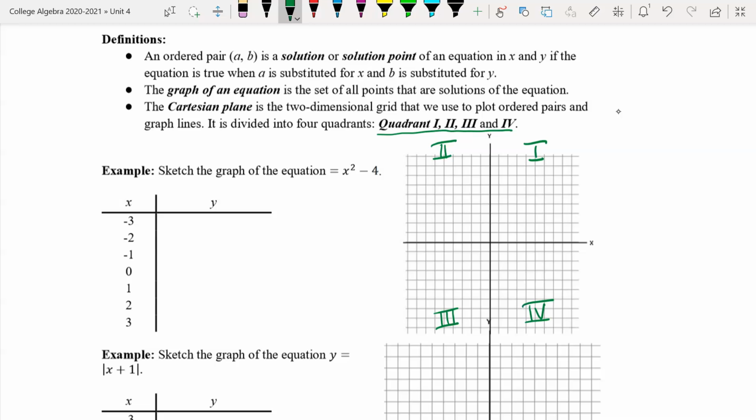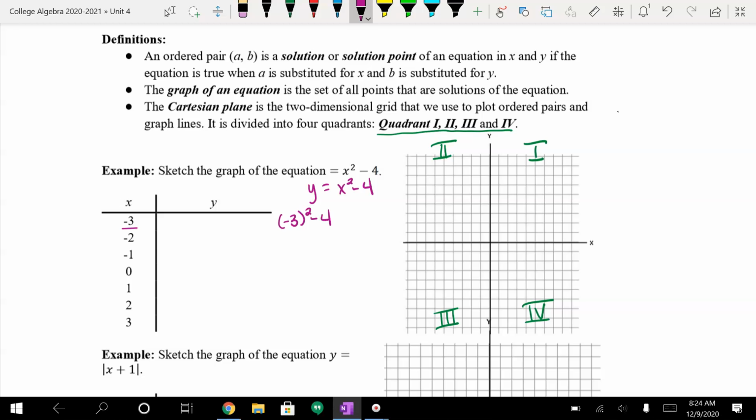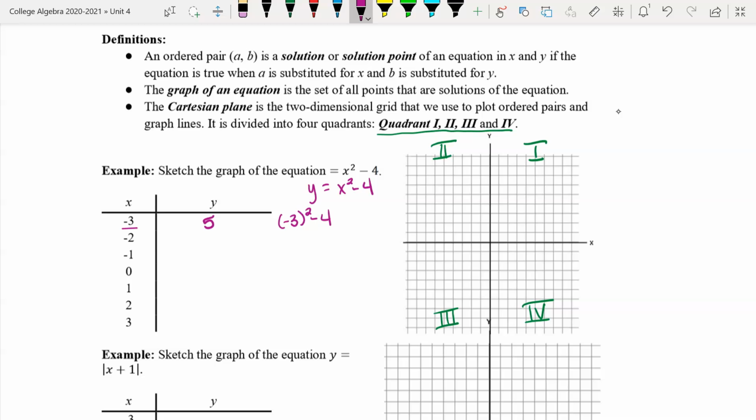So it says sketch the graph of the equation. It should say y equals x squared minus 4. What they're doing is giving you an x, so you're just going to plug it in and solve it. Like for this first one, I would do negative 3 squared, and I would subtract 4. Well, it's going to be 9 minus 4, so your y value is 5.